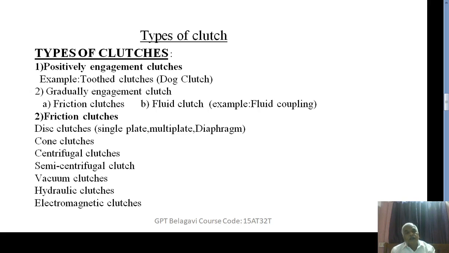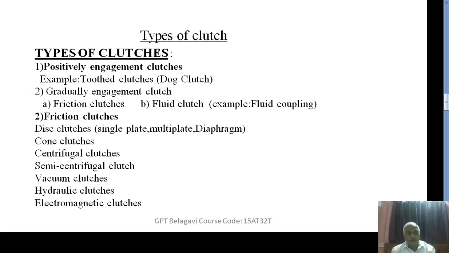And next one, the semi-centrifugal clutch. The semi-centrifugal clutch means it is a combination of spring and centrifugal force. So here we are using both the spring force as well as the centrifugal force for full engagement of the clutch. In this semi-centrifugal clutch, the clutch gets engaged at lower speed with the help of spring force, and as the speed increases, it takes the assistance of the centrifugal force for its full engagement. Therefore, this combination we call semi-centrifugal clutch.